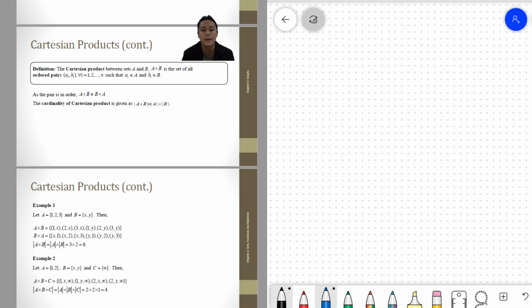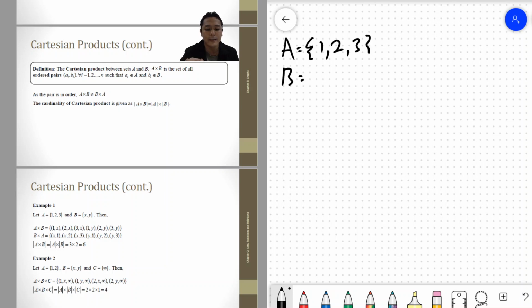Let us do a different example on the next page. Example 1. Let A equal {1, 2, 3}, and B is given as {X, Y}, an alphabet. It doesn't matter. The answer has already been provided there, A times B and also B times A. Please verify it on your own because the solution is already there.